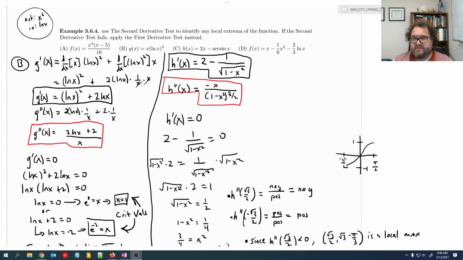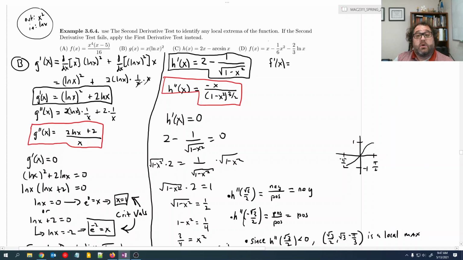But let's look at example D here. So just like the first three examples, our first couple steps are going to be to find the first and second derivative. So let's just hop right in and find f prime. Okay, this is three terms. So we're going to use the sum difference rule to take the derivative of all three terms individually. And then, of course, we have a negative 1/6 times x squared and a 2/3 times natural log x. So we're going to be using the constant multiple rule as well.